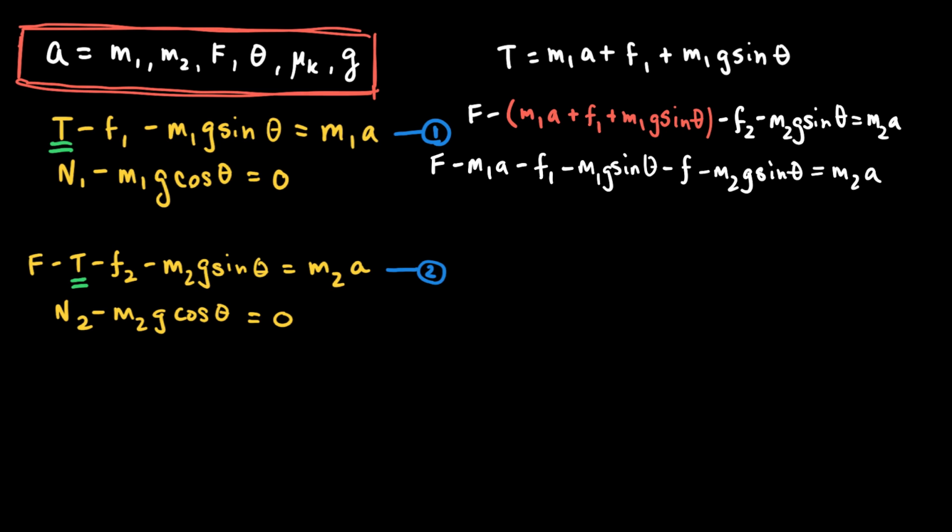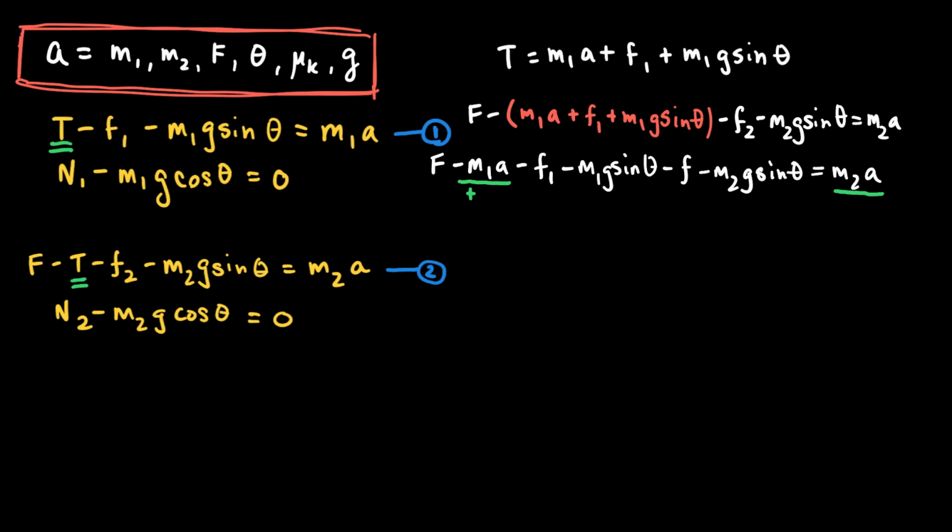In the next step, I'd like to do two things. First, what I notice is that there's a term here that has the acceleration in it, and there's a term here that has the acceleration in it. So I'd like to get those two terms, and only those two terms with the acceleration, on the same side of the equation alone. So I will be adding m1a to both sides of the equation.